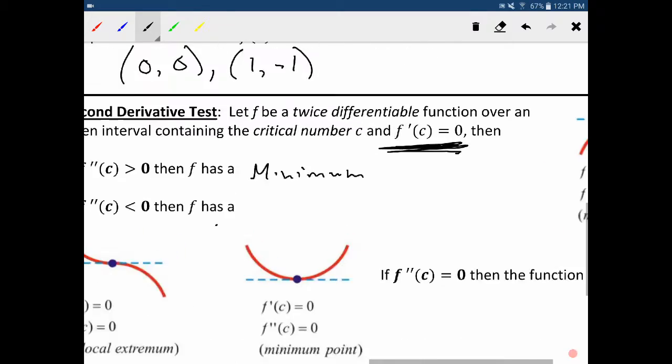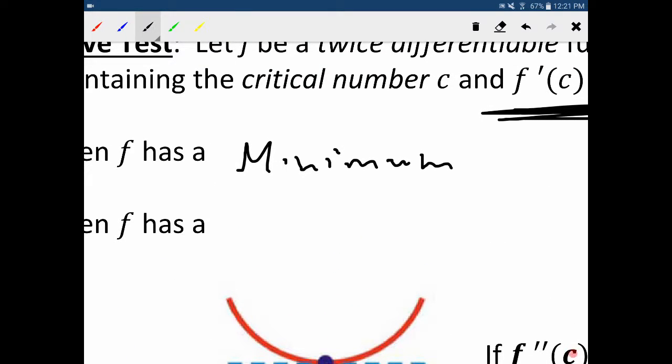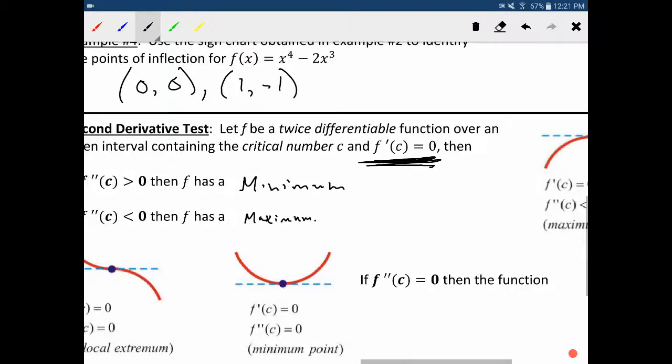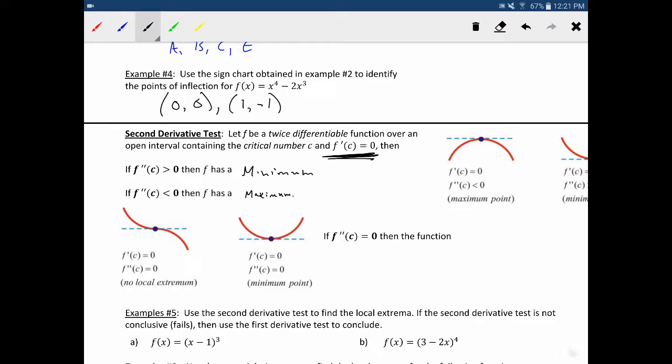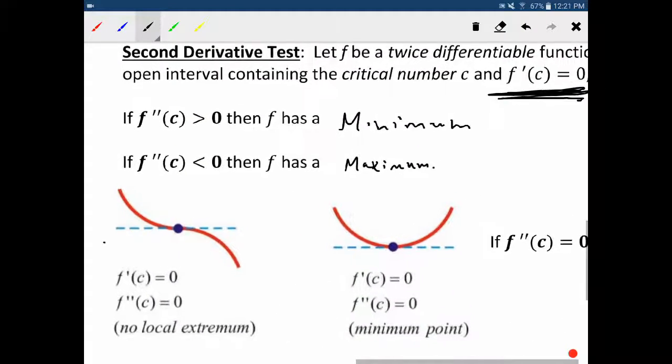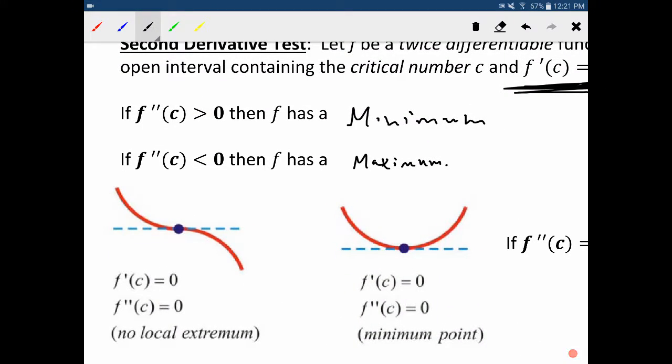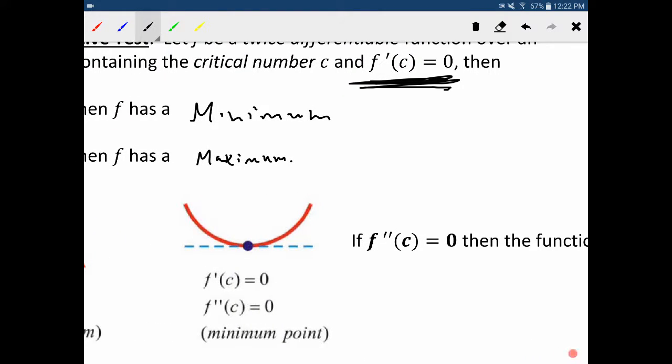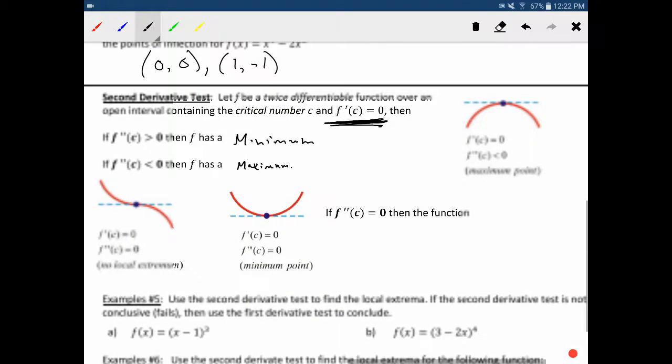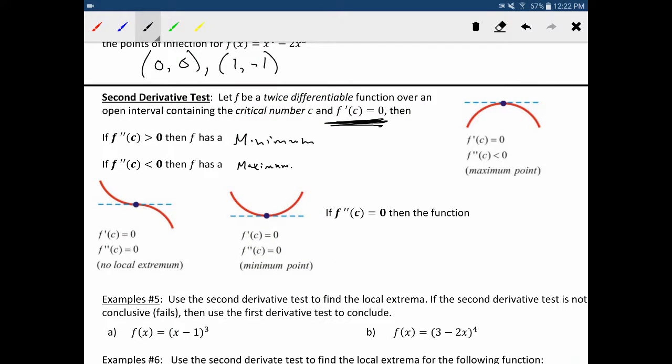Okay, I'm going to zoom in so it's okay. And alternatively, if you get a negative number, it will give you a maximum. All right, so there we go. These are just some examples here. This one's not a max or min, so we knew it was a point of inflection, and then you just do your concavity test. But this one here, you can see it's a minimum point. When you take the second derivative, you will get 0.